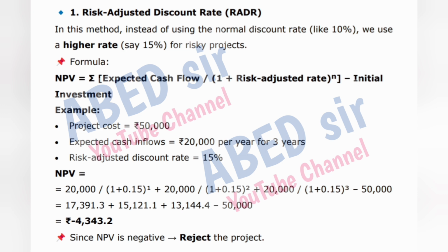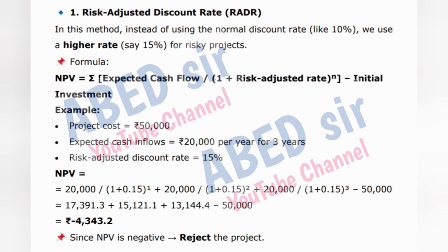Formula: NPV is equal to the sum of expected cash flow divided by 1 plus the risk-adjusted rate, minus initial investment. Example: project cost is equal to 50,000 rupees. Expected cash inflows is equal to 20,000 rupees per year for 3 years.